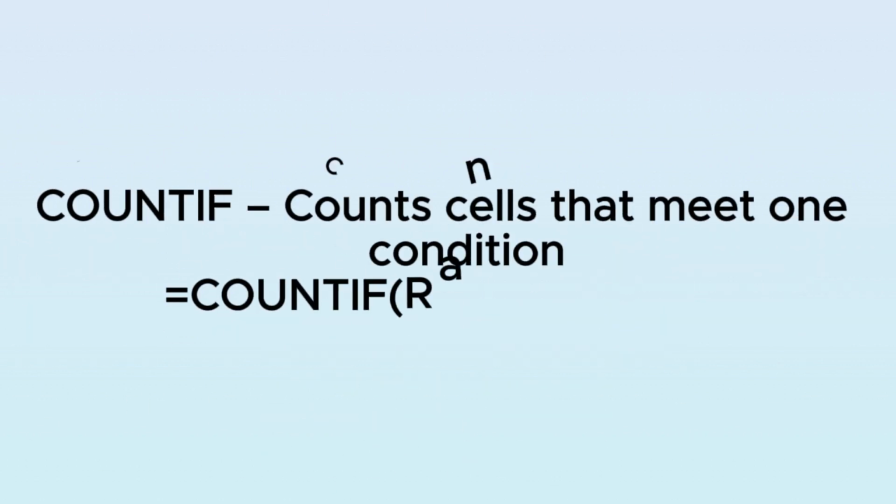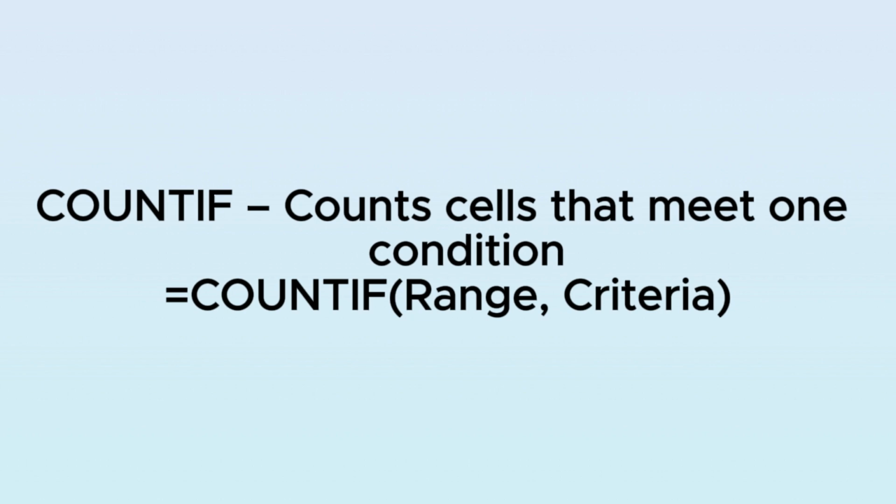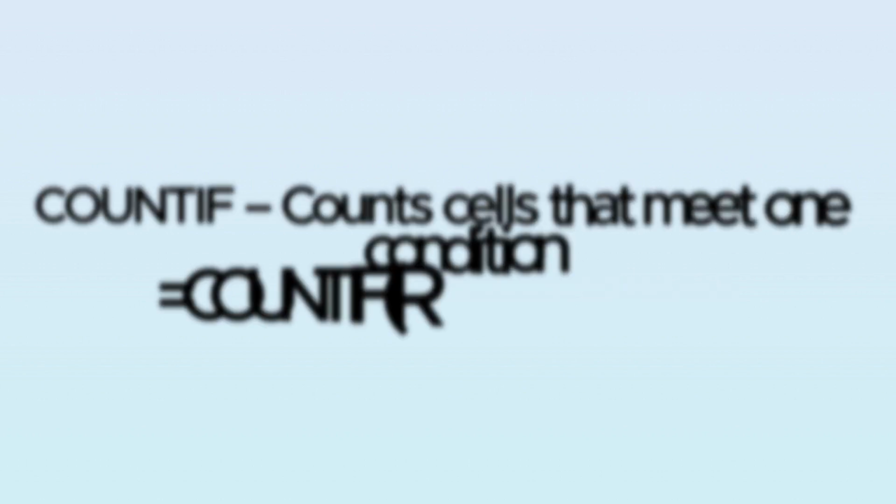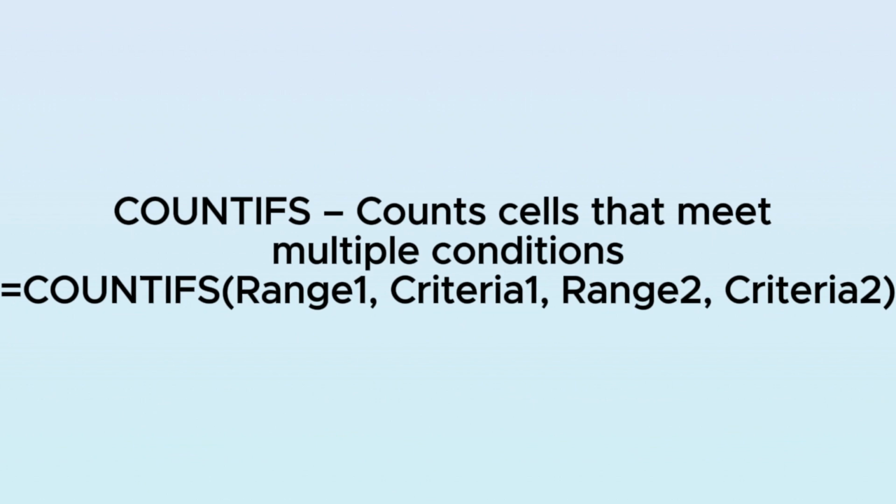The COUNT function counts cells containing numbers. So what the COUNTIF function does is that it is used when you want to count records based on a single criterion. By criterion, I mean one condition. So COUNTIF only counts cells that meet one condition. The next is the COUNTIFS function. The COUNTIFS function counts cells that meet multiple conditions.